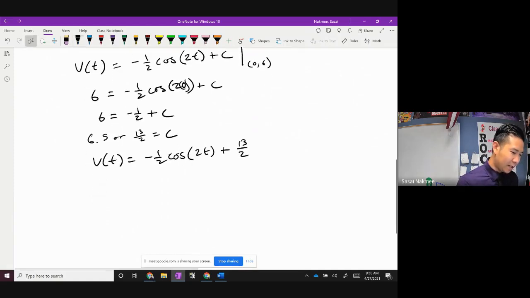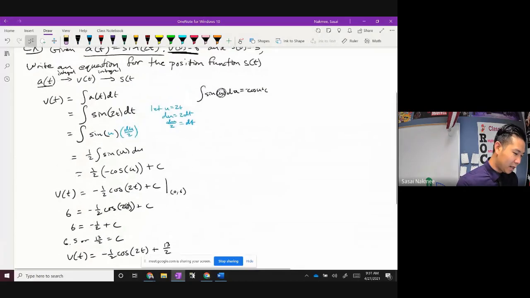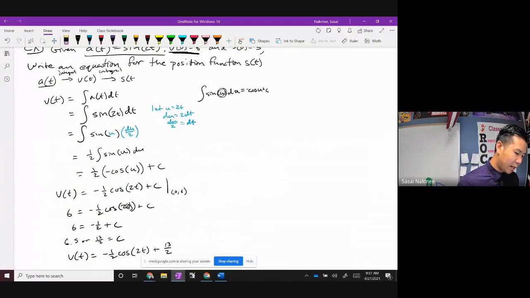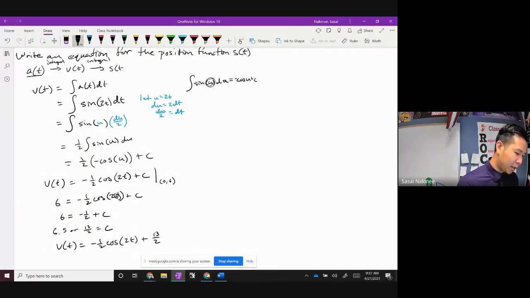I only have the velocity. That means I've got to keep going there. And to get over here, I need to now figure out the position function. I'm going to work that off over here. The position function is going to be equal to the integral of negative 1/2 cosine of 2t plus 13 over 2 dt. I'm going to work on this one right over here.